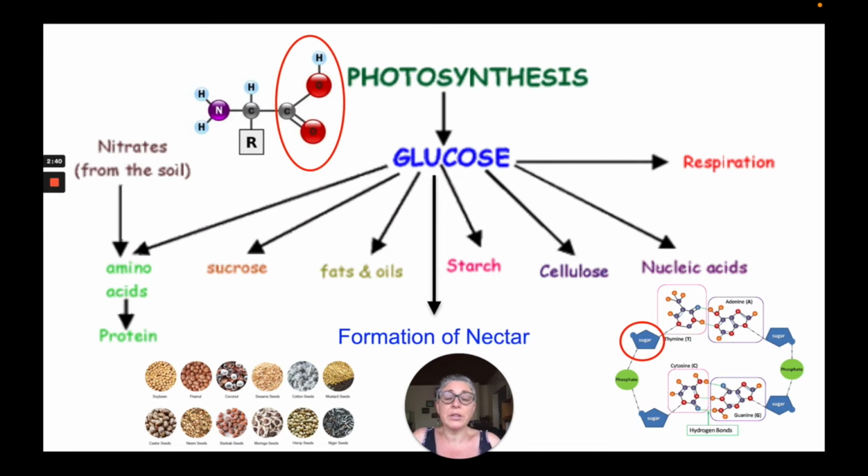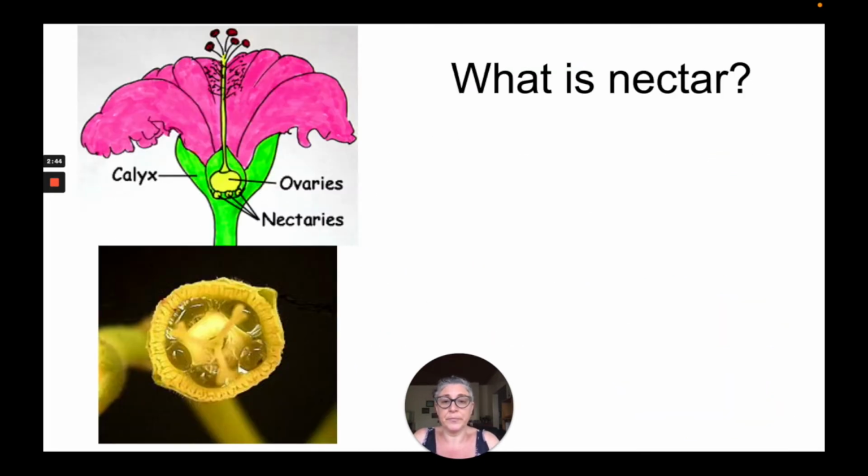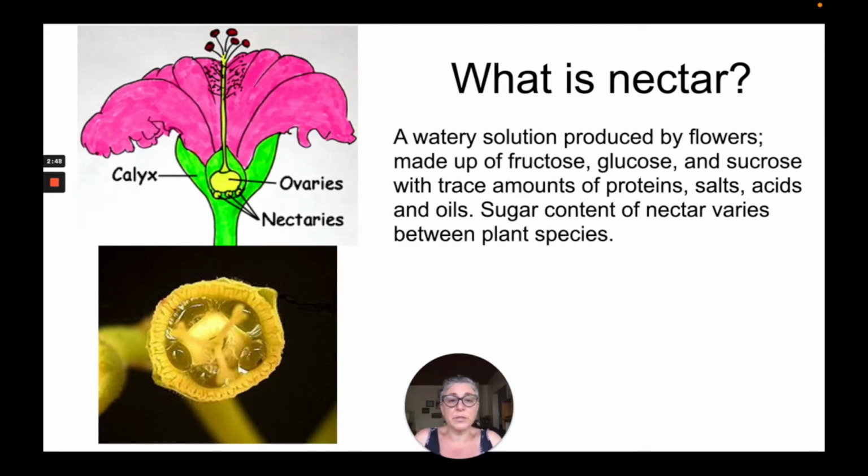So now let's take a look at how glucose is used in the formation of nectar. So first of all, what is nectar? So nectar is a watery solution that's produced by flowers. When we study plant reproduction, we will learn more about the nectar. You can see it here in the bottom picture.